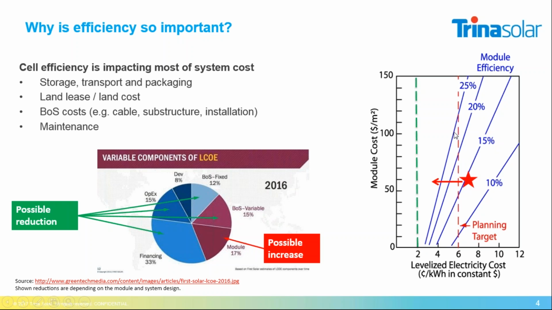So you need something between 20 and 25, though here it would be approximately 23% to meet your target with the plan, or you meet your planning target. If you're looking at lower costs, you can see that, for example, at $50 per square meter, if you want to reach the 6 cent per kilowatt hour, a module of approximately 15% efficiency is required.